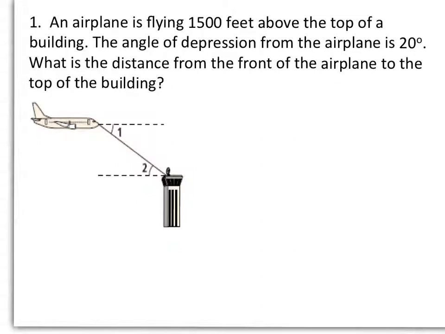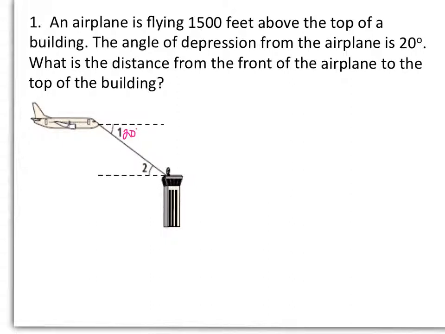Okay, number 1 says an airplane is flying 1,500 feet above the top of a building. The angle of depression from the airplane is 20 degrees. What is the distance from the front of the airplane to the top of the building? Okay, so angle of depression is 20 degrees. That would be angle 1, because remember, depression is looking down. So the airplane's looking down at the building.